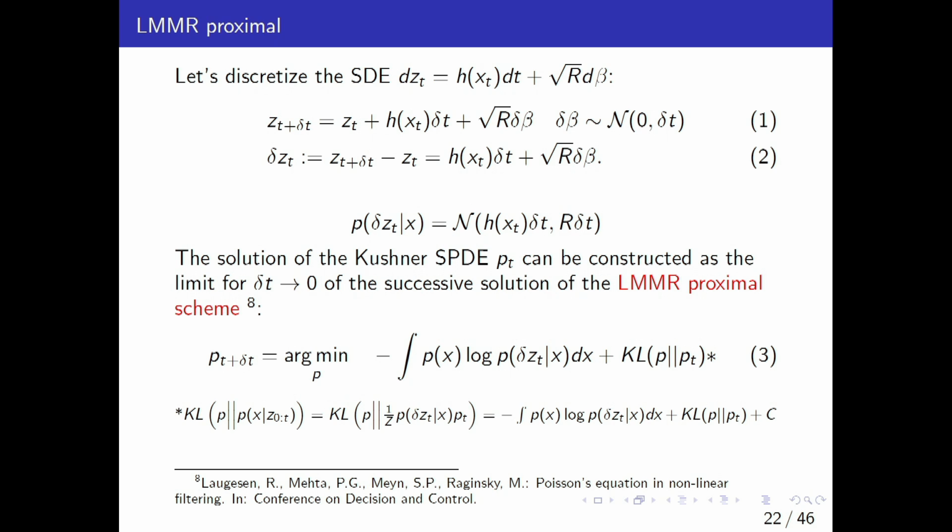Here, the loss is the integral of p log of this quantity. And the divergence, not really a metric, is the Kullback-Leibler divergence between the current distribution and the past one. What they have shown is that if you solve this scheme recursively and take the limit, you obtain the solution of the Kushner optimal filter. So we do exactly the same thing: we approximate the solutions by a Gaussian, plugging the Gaussian into the minimization.